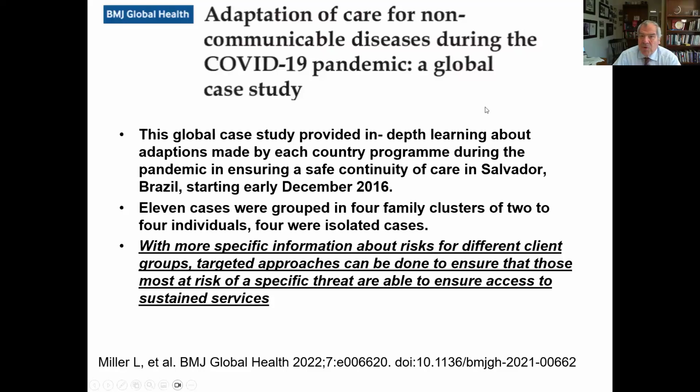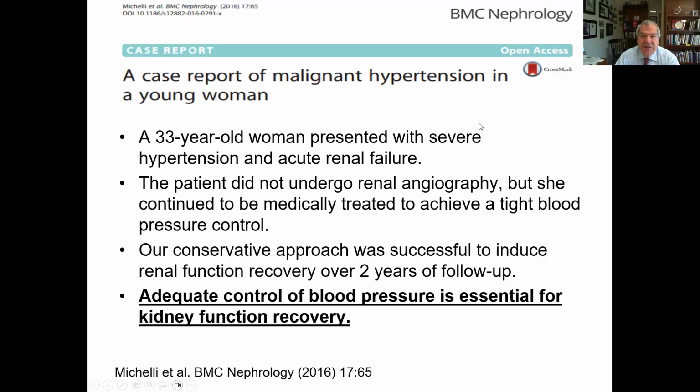Another one is probably the more traditional case series. This is just a simple report in BMC Nephrology, a case report of malignant hypertension in a young woman. This is a 33-year-old woman who presented with severe hypertension and acute renal failure. She did not undergo renal angiography, but she continued to be medically treated. And in this particular case, one case, after 2 years, they came to the importance of control of blood pressure, again, for kidney function recovery.